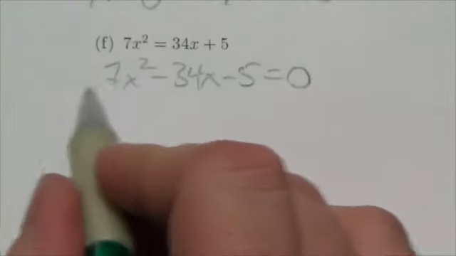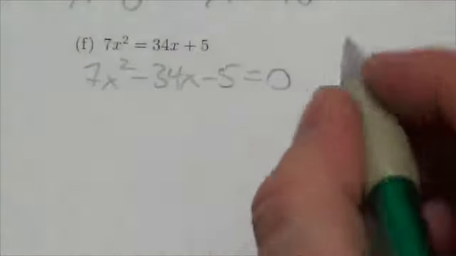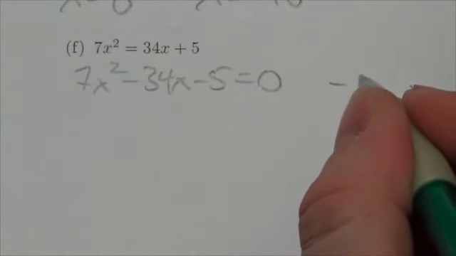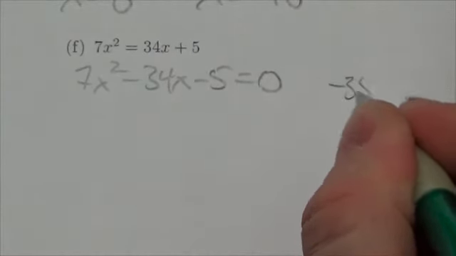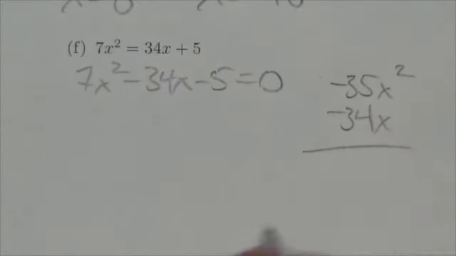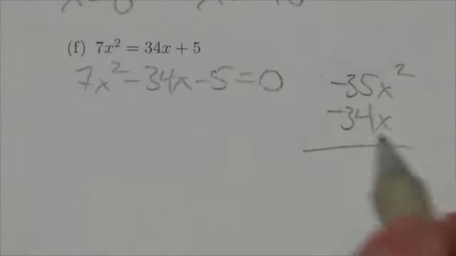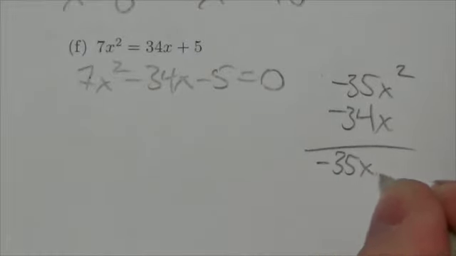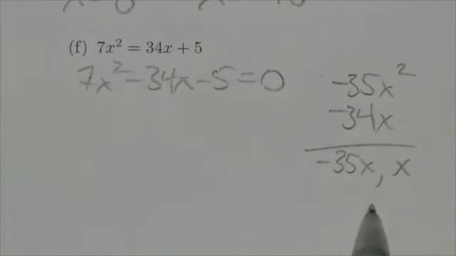Now I'm going to factor this by taking 7x squared, multiplying it by negative 5. And so what I'm looking for here are two values whose product is negative 35x squared, and whose sum is that middle term, negative 34x. So I think, and I hum and I haw, and this is the hard part of factoring, but the two numbers I'm going to get here are negative 35x and positive 1x.